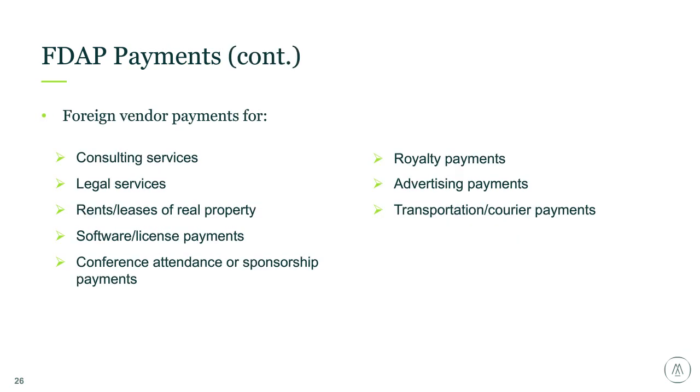More common payments we see: consulting services, legal services, rents or leases of real property. Software and license payments are probably one of our number one question generators. Those can get complicated. Conference attendance or sponsorship payments, royalty, advertising, and certain types of transportation or courier payments. So payments by truck and train are covered under 1042-S reporting. Transportation paid that is for plane and boat are not covered under 1042-S reporting.